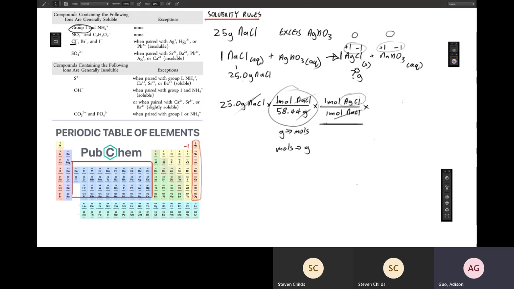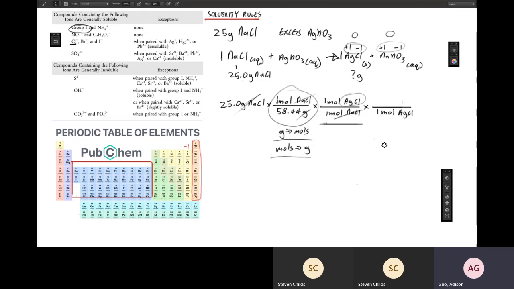Now we want grams of silver chloride. Whenever you want to go from grams to moles or moles to grams, you're going to have to use the molar mass. So if we set this up, we're going to start with moles. Moles should be on the bottom because we want to cancel out this mole with that mole. So moles of silver chloride.